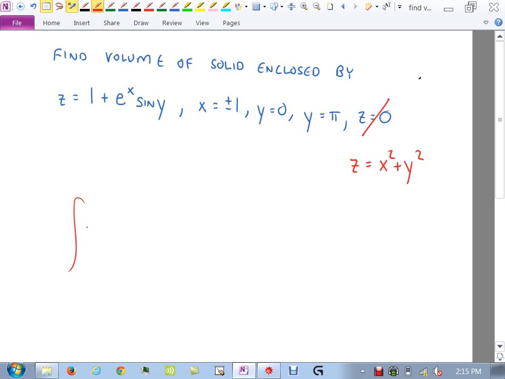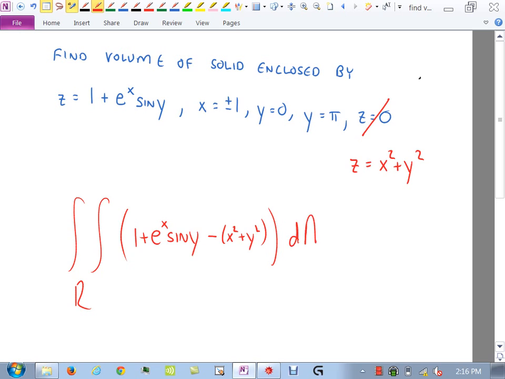But this double integral would be set up with 1 plus e to the x sine y, minus x squared plus y squared. So you have to subtract the whole thing there, right? So there's your f minus g. And then you could do the same thing, Fubini's theorem, you could do whichever order you wanted. So I'm just going to go dr dA. All right, that's all I'll say about that section.